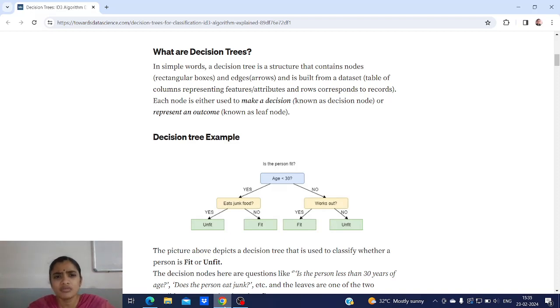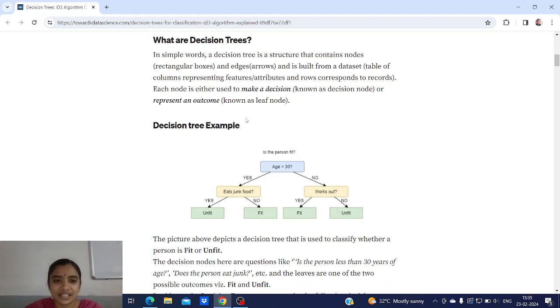So why do we have to use decision tree? Decision tree is used for classification and regression purposes. So today we will discuss classification. Okay, and before that, how to build a decision tree? By using the ID3 algorithm. Here I am using an article to explain the decision tree, which is a good article. By using this we can easily understand.